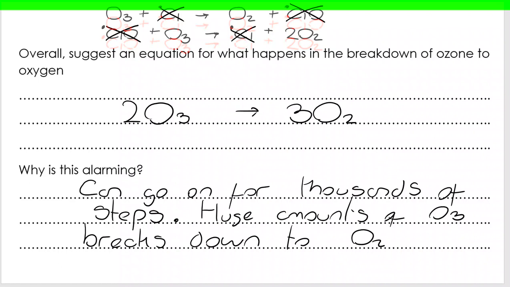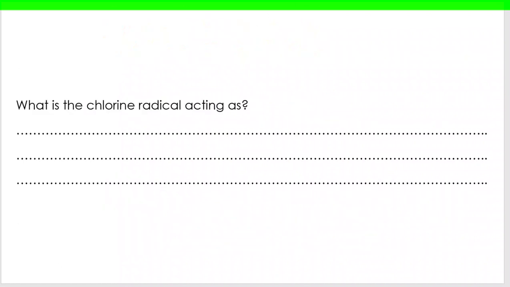Final question on this video is, what's the chlorine radical acting as? Well, the fact is, it's not getting used up in the reaction. We generate it and then we regenerate it and we regenerate it. That means it's acting as a catalyst. That takes us to the end of this video and the end of this topic.